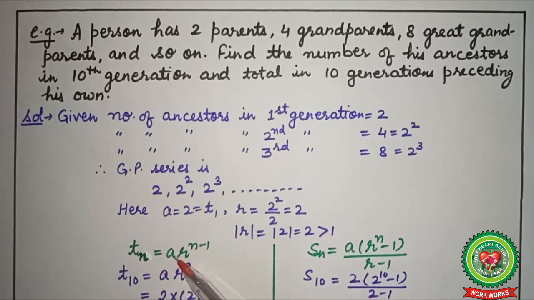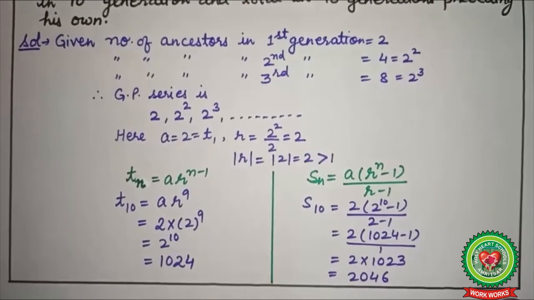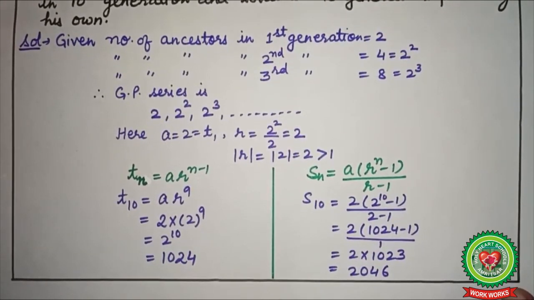Now, Tn is equal to A into R raised to power n minus 1. Put the values, we get T10 is equal to A into R raised to power 9. Now, put the values of A and R, 2 into 2 raised to power 9. Bases are the same, so powers will be added, and it becomes 2 raised to power 10. On solving this value, we will get 1024. It means in the 10th generation, the number of ancestors is equal to 1024.